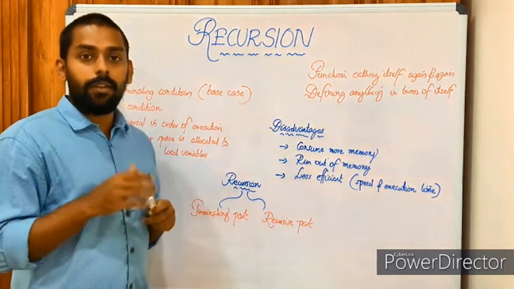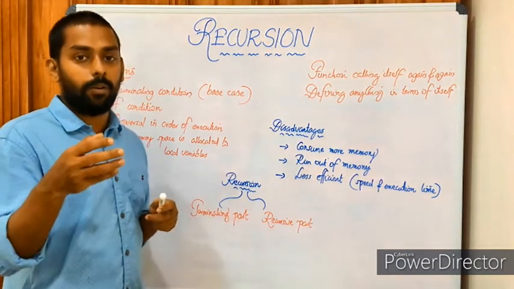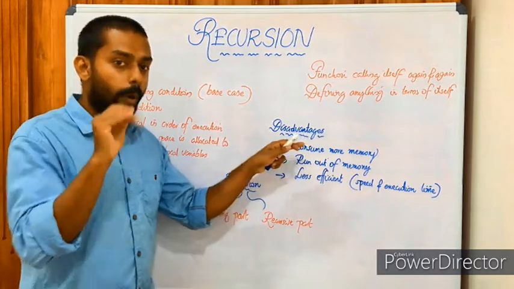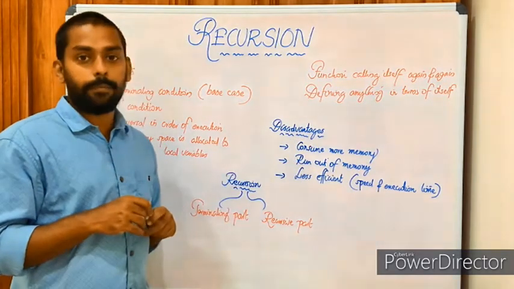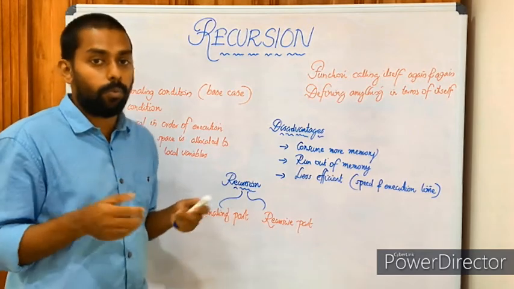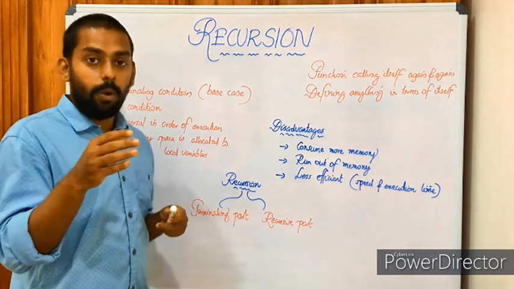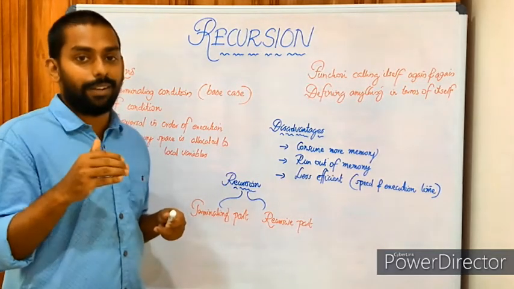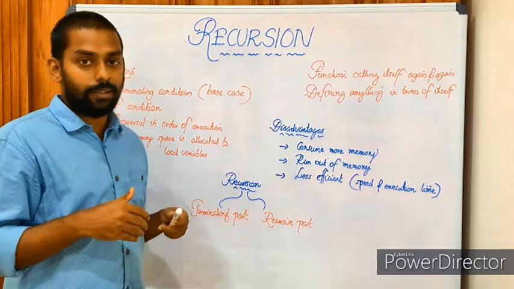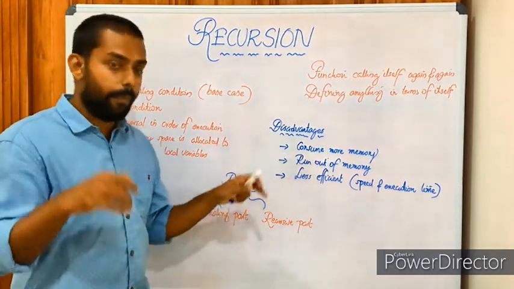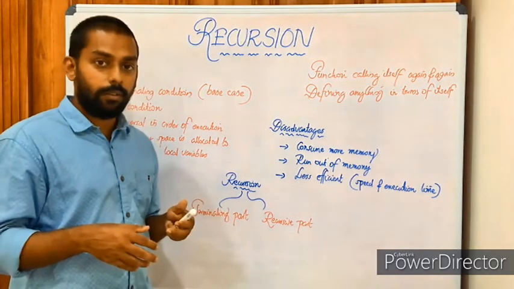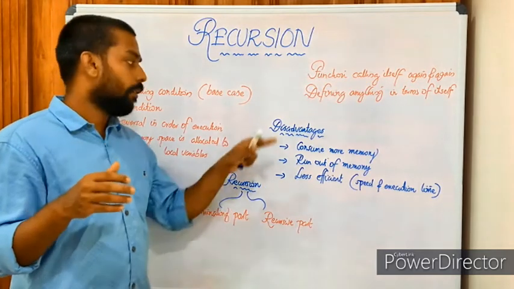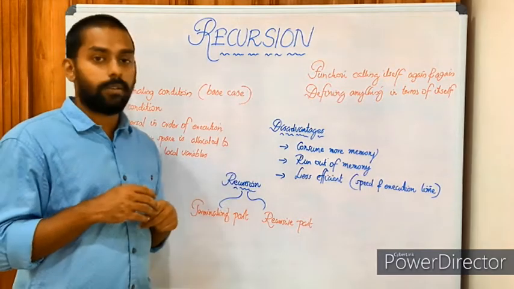It consumes more memory, because it allocates memory during each function call, so it consumes more memory than the normal routine. Then it may run out of memory. How? If there is no terminating condition, or it doesn't satisfy the terminating condition, it may go endless, so it may run out of memory. The last one: it is less efficient in terms of speed and execution time.